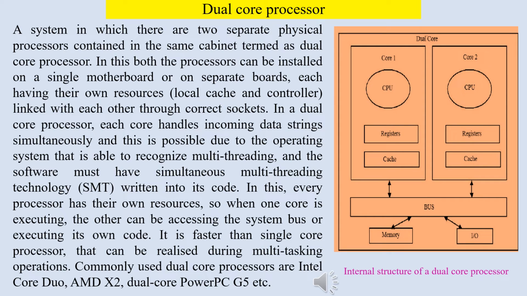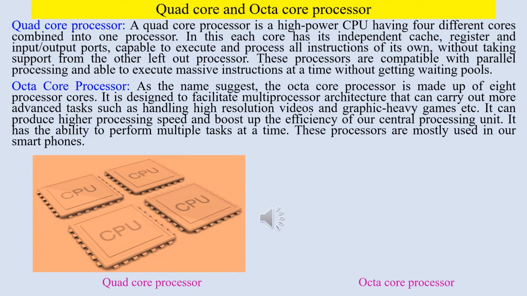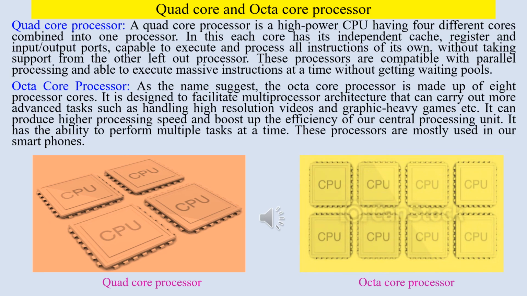Commonly used dual core processors are Intel Core Duo, AMD X2, dual core PowerPC G5 and many more. In the adjacent diagram, you can see the internal structure of a dual core processor. Now it's time to discuss quad core and octa core processor.